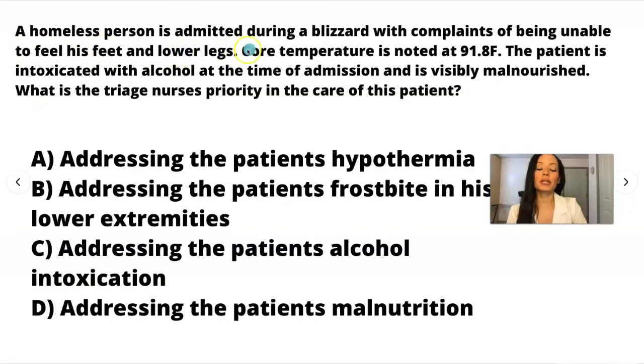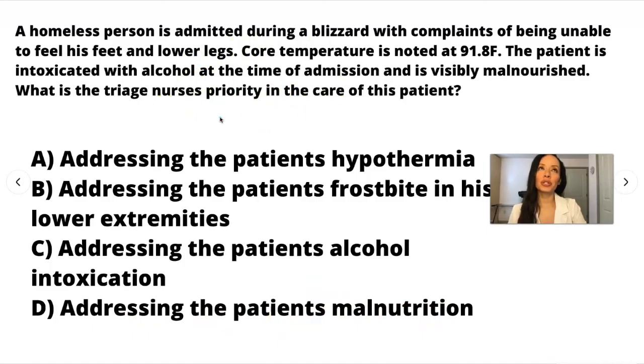A homeless person is admitted during a blizzard with complaints of being unable to feel his feet and lower legs. Core temperature is noted at 91.8 degrees Fahrenheit. The patient is intoxicated with alcohol at the time of admission and is visibly malnourished. What is the triage nurse's priority in the care of this patient? Addressing the patient's hypothermia, addressing the patient's frostbite in his lower extremities, addressing the patient's alcohol intoxication, addressing the patient's malnutrition.